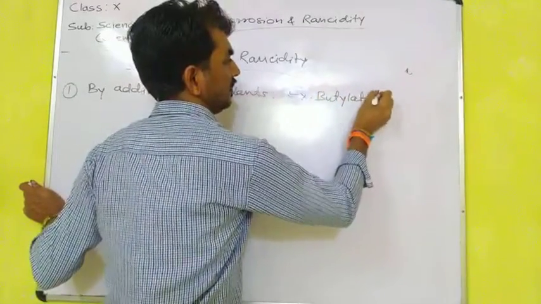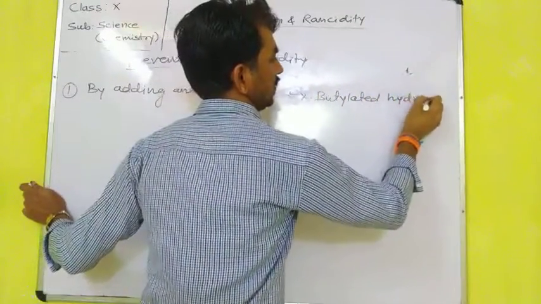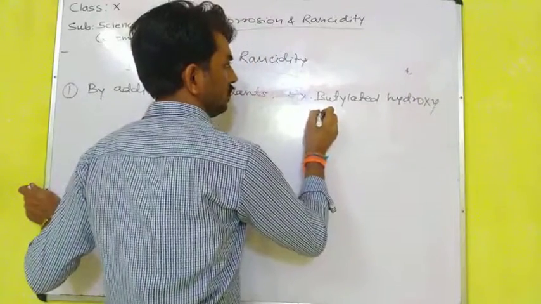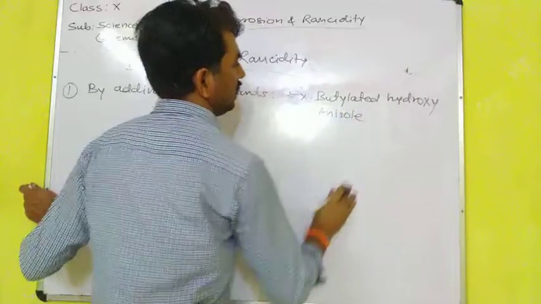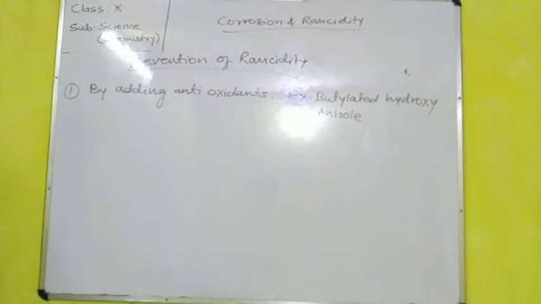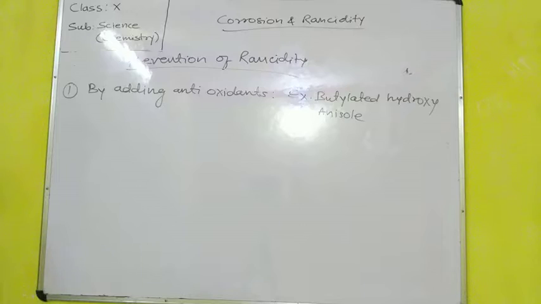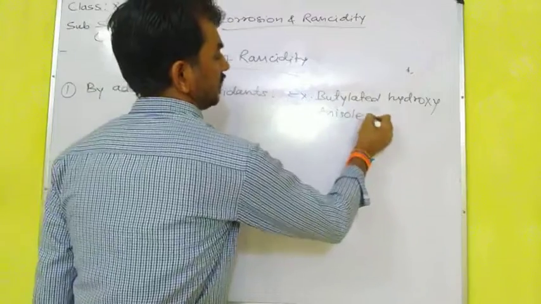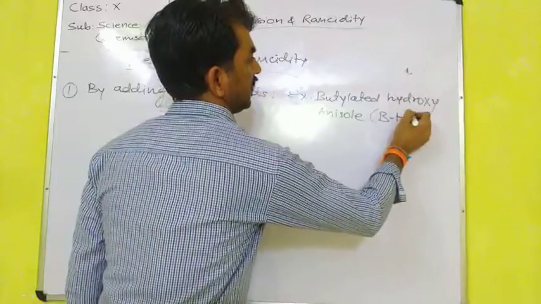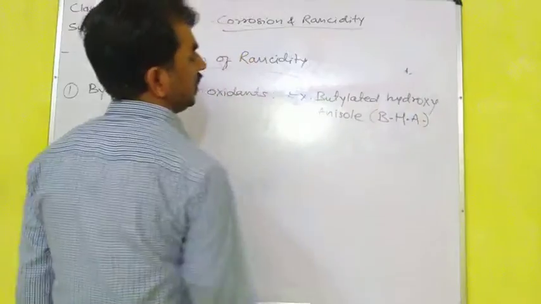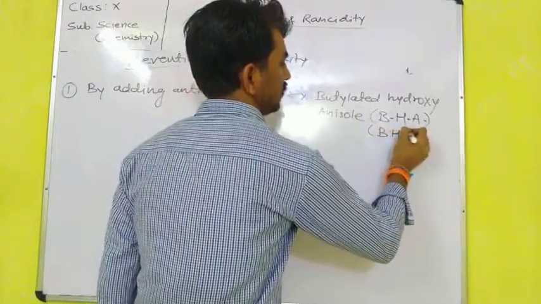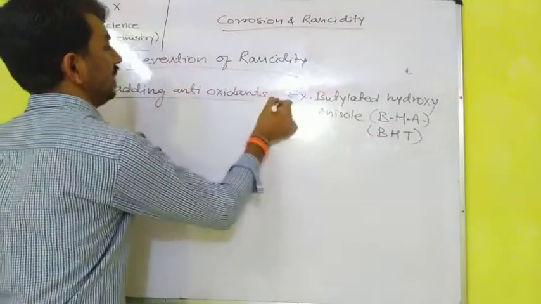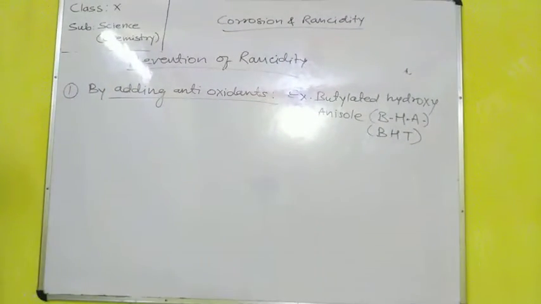Butylated hydroxyanisole, BHA. Or BHT, which is butylated hydroxytoluene. This is BHA, and butylated hydroxytoluene, BHT. BHT is also used as an antioxidant which prevents rancidity.